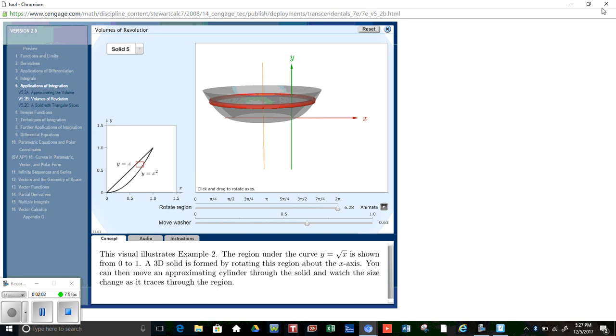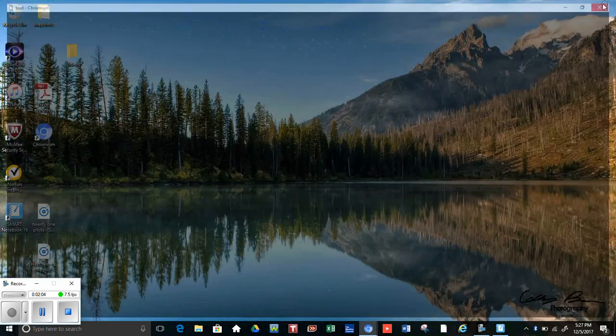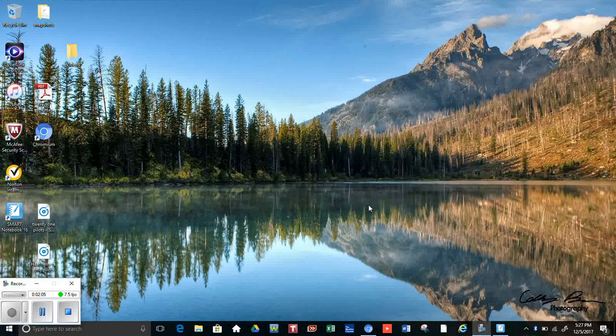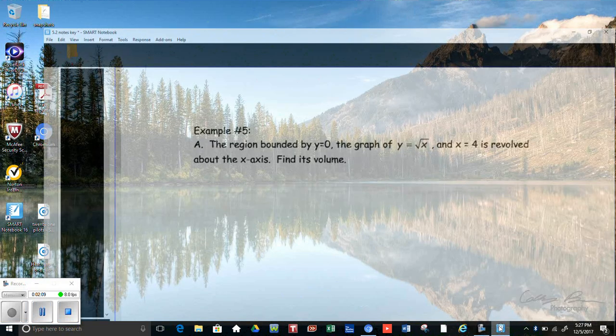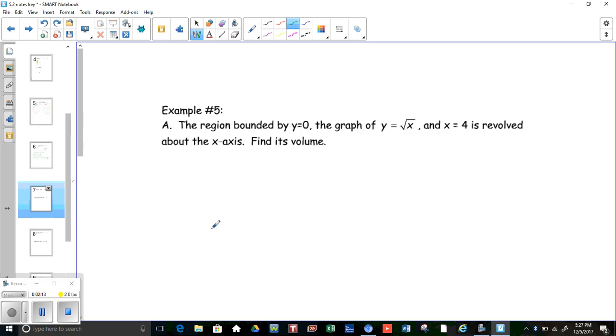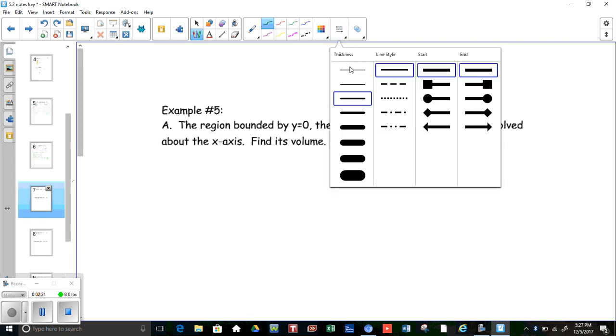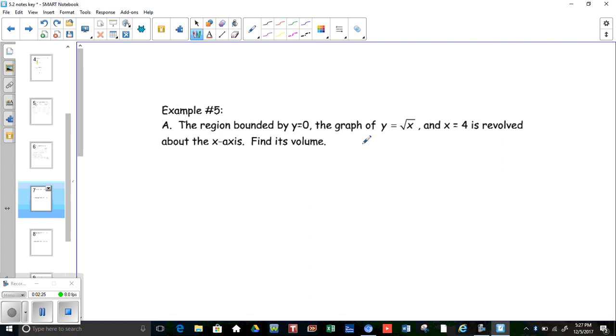Hopefully you guys have had a chance to try this problem. And this is where we're going to stop. There won't be anything after this example 5, but it's good to go through this so you can see what's going on. All right. So example 5, it's really the same exact functions. We're just going to do it around 4 different axes.